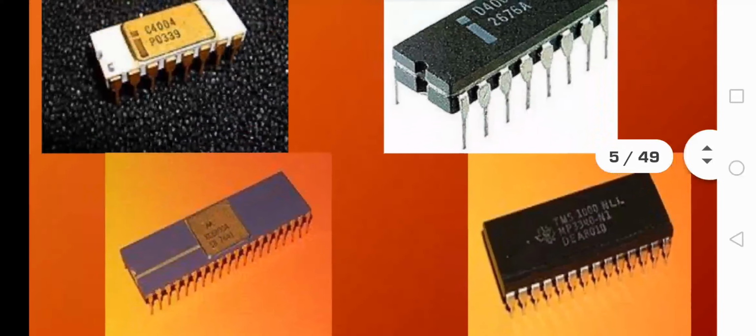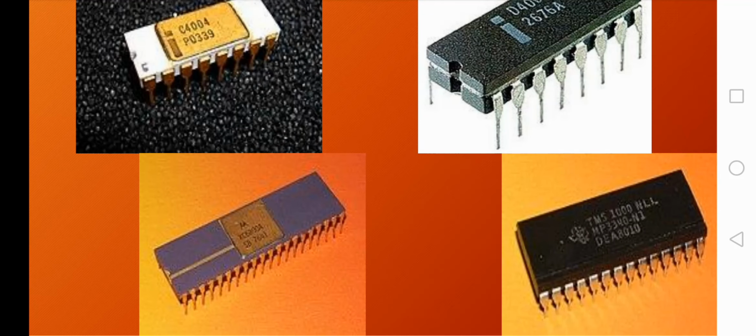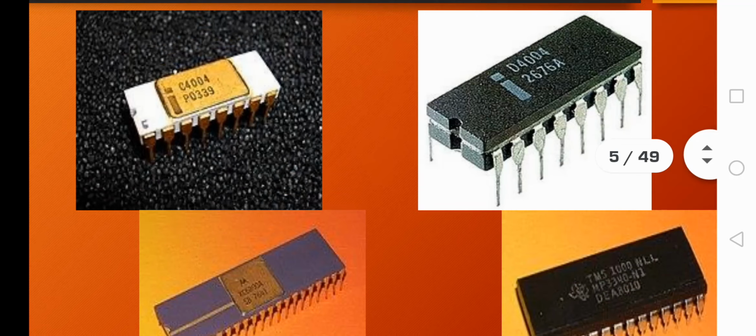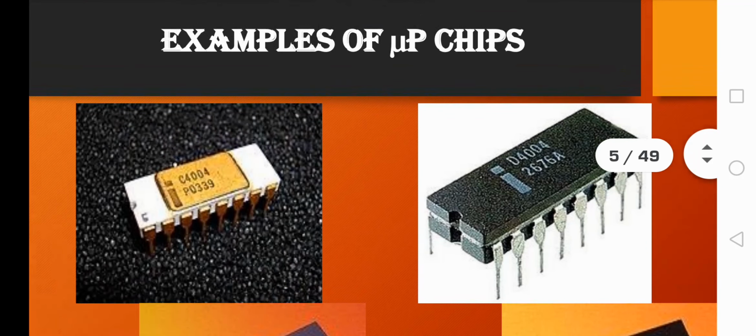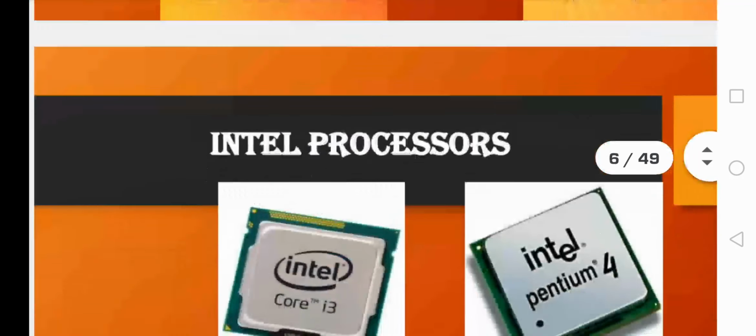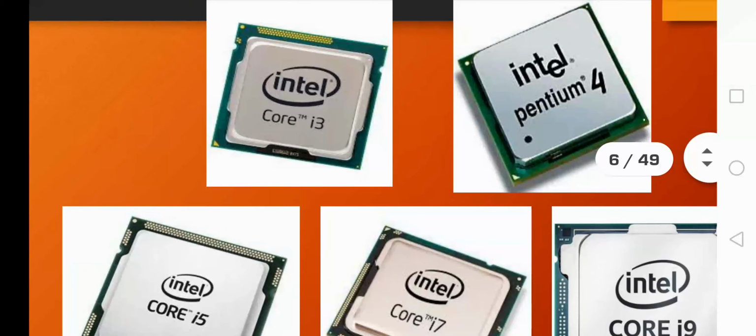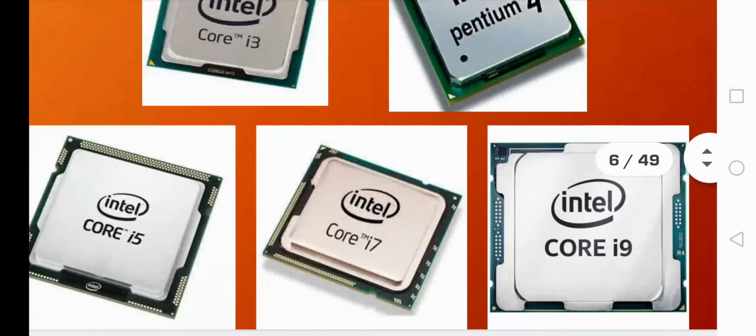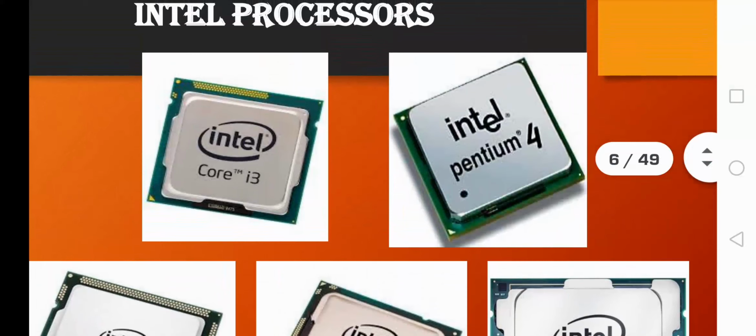But these processors were invented by various manufacturers. The manufacturers who claim to have invented such microprocessors are Intel, Motorola, Texas, etc. So there are various companies who manufacture such processors, and these are various examples of such microprocessors. The processors manufactured by Intel are shown in these figures.